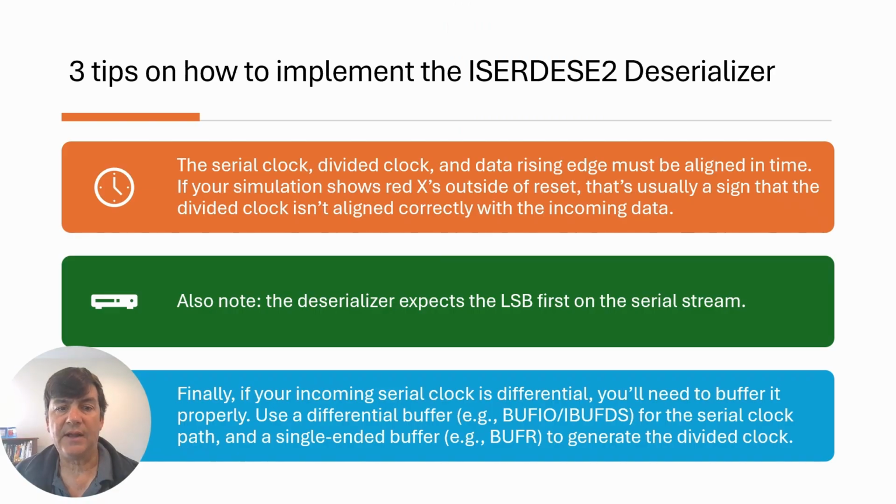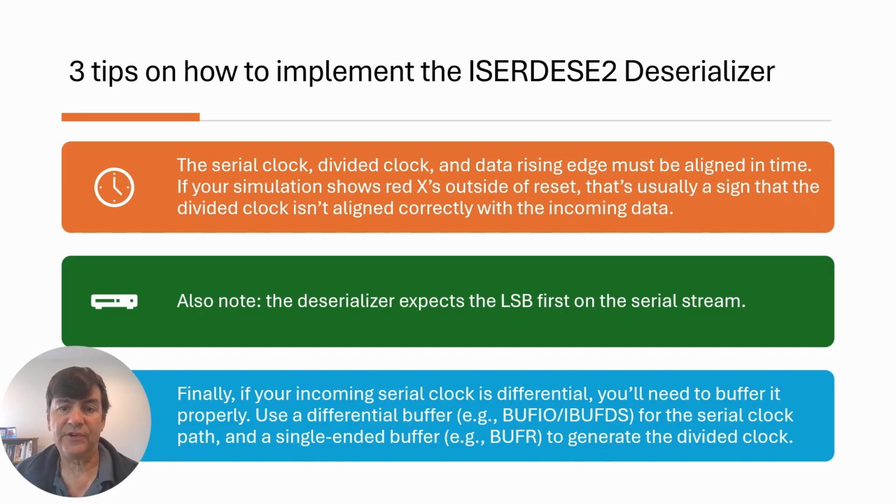Unfortunately, the AMD documentation doesn't provide the timing details needed to reliably bring up the deserializer. But don't worry, I've worked through those issues and I'll walk you through them. The serial clock, divided clock, and data rising edge must be aligned in time. If your simulation shows red X's outside of reset, that usually is a sign that the divided clock isn't aligned correctly with the incoming data.